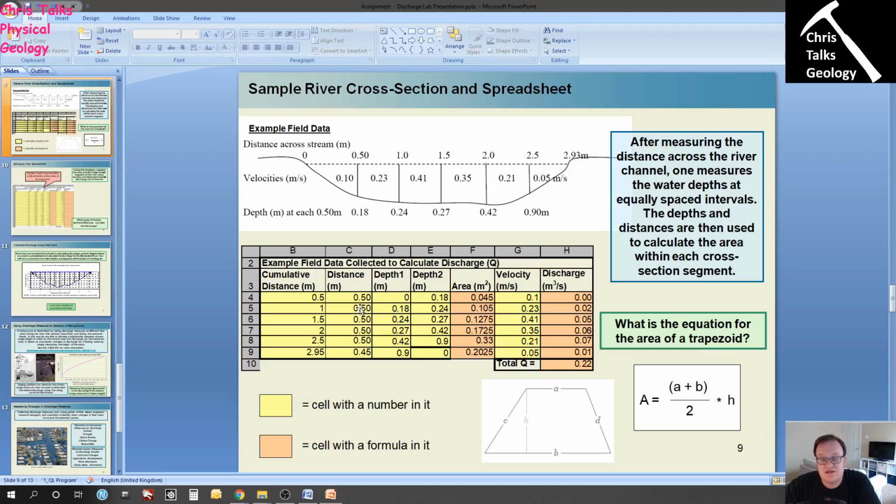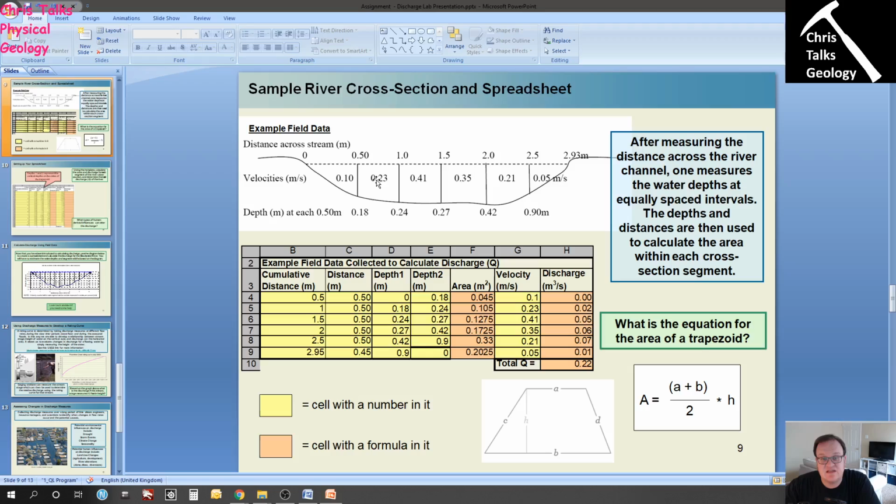So once again the calculation is 0.18 plus 0.24, divide that answer by 2, and then multiply that answer by the distance, 0.5. And that will give you 0.105. So as you can see, calculating the area is quite straightforward. So what about the velocity?